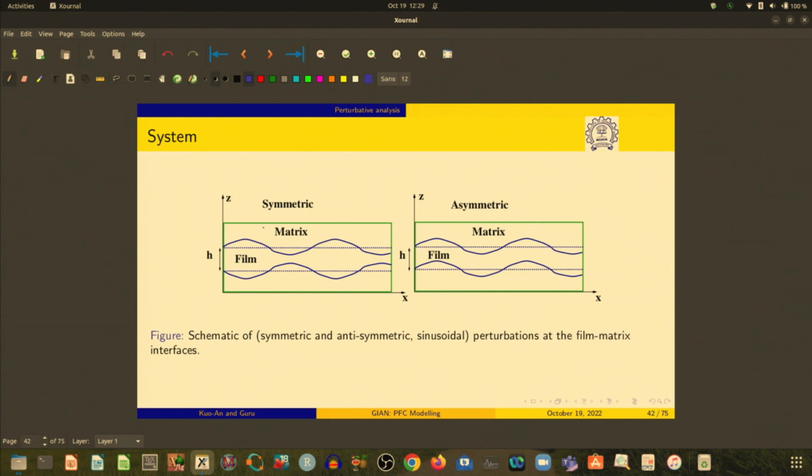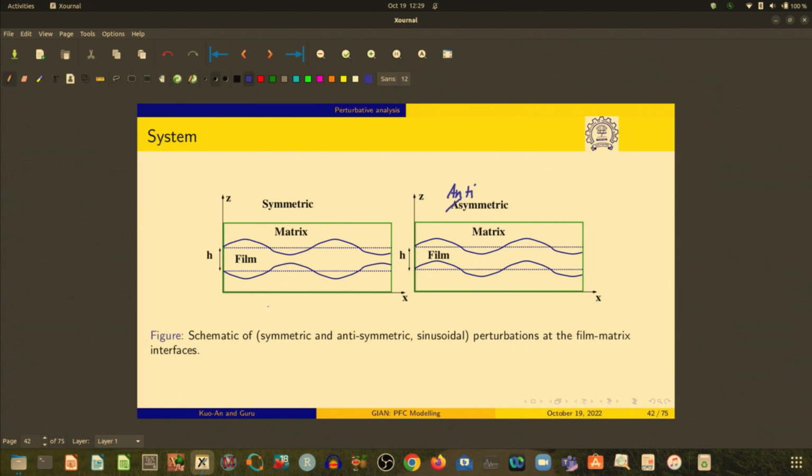So, what we are going to consider is that I have a film embedded inside a matrix, and like I showed with the notebook, there are two ways in which things can buckle. One is called symmetric, the other one is anti-symmetric. This is not asymmetric, this is anti-symmetric.